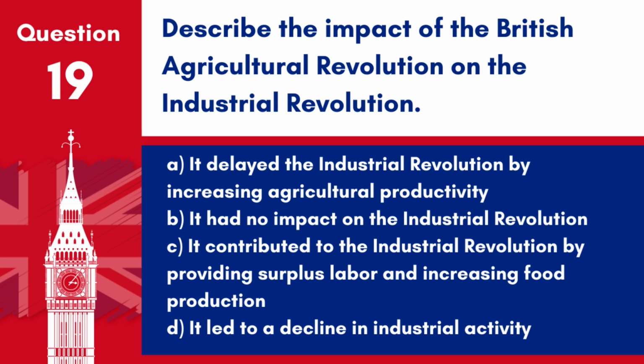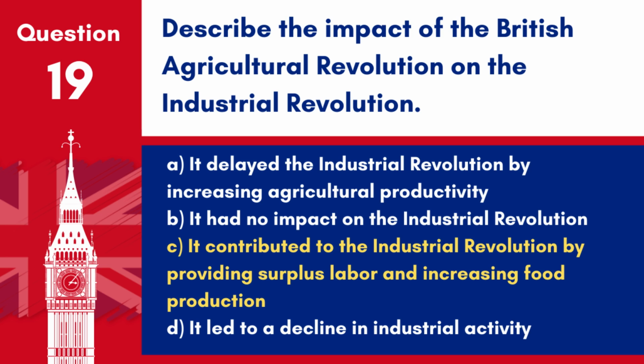Question 19. Describe the impact of the British Agricultural Revolution on the Industrial Revolution. A. It delayed the Industrial Revolution by increasing agricultural productivity. B. It had no impact on the Industrial Revolution. C. It contributed to the Industrial Revolution by providing surplus labour and increasing food production. D. It led to a decline in industrial activity.